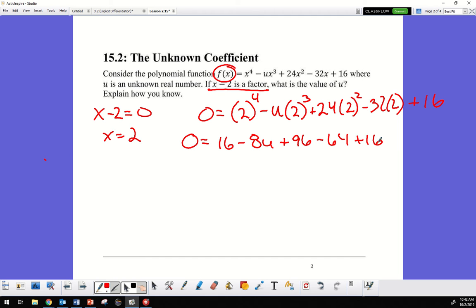So what did we come up with? What's the number? Pretty sure it should be a positive something. 128? I think it's positive 128. I don't know.